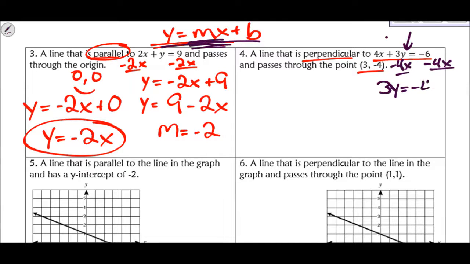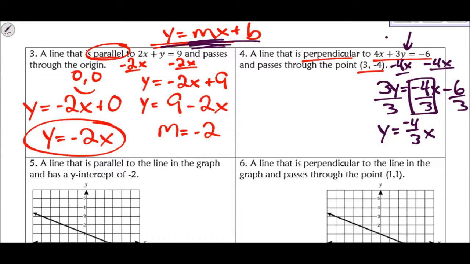Negative 4x minus 6. And we got one more step. We got to get y completely by itself, so I'm going to cancel out that 3. Multiplying by 3 is canceled out by dividing by 3. I'm going to divide that into both of these two terms. You could write that as a big fraction, but then it really doesn't make it clear what the slope is. My slope here is negative 4 over 3 times x. I can't simplify that, so that's my slope.